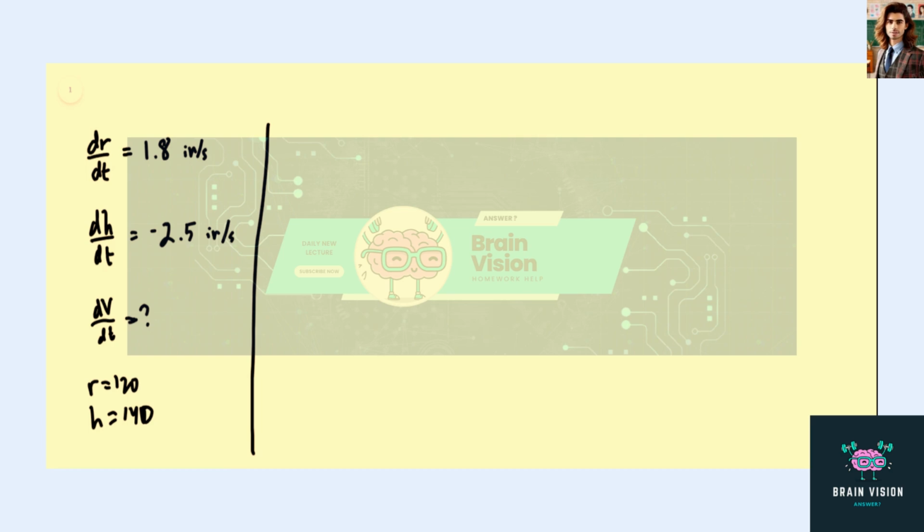As it's a related rates problem, we're going to have to start with some geometric formula, and in this one, the only one that makes sense is the volume of a cone. So let's recall the volume of a cone is 1/3 pi r squared h.